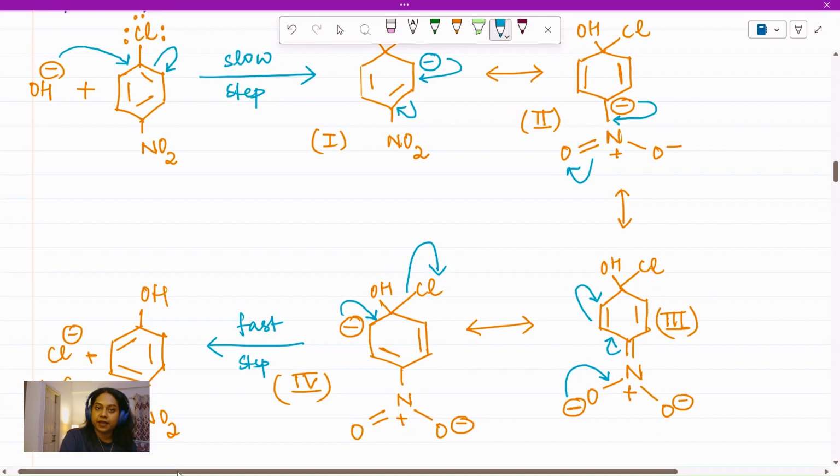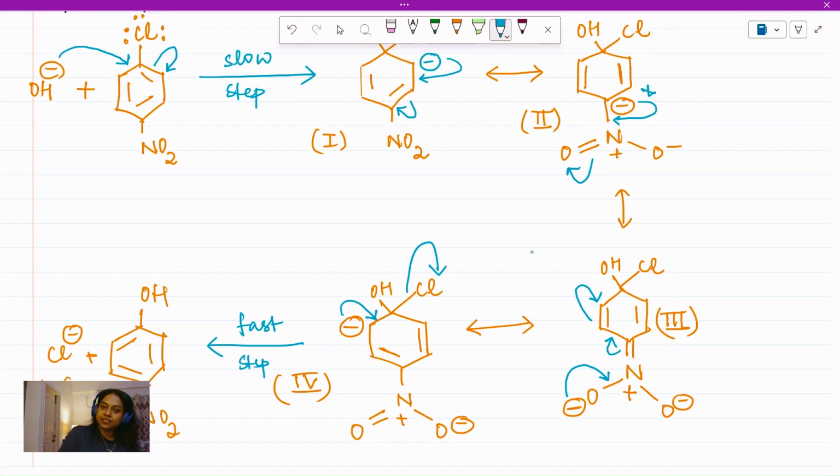Similarly, if you look at para structure, here at this resonating structure at this position, there is a negative charge on the carbon which hosts or which contains the nitro group. Nitro group enters into resonance, takes away that electron density, and then we move forward with the resonating structures.